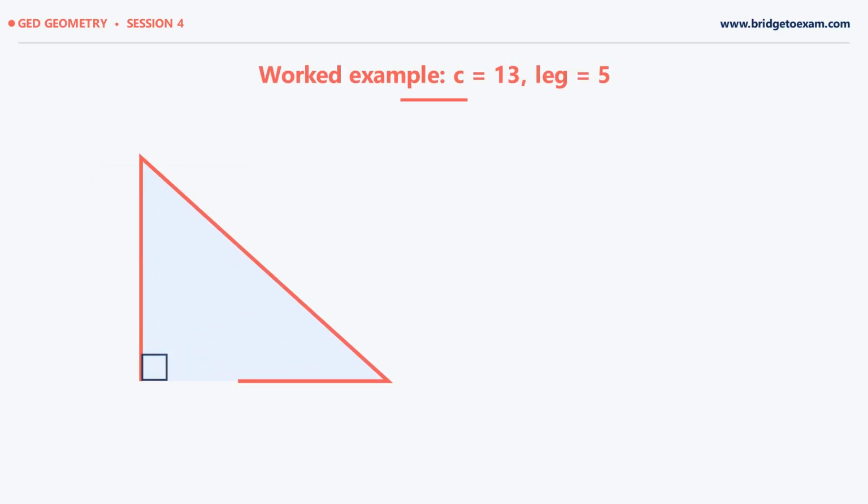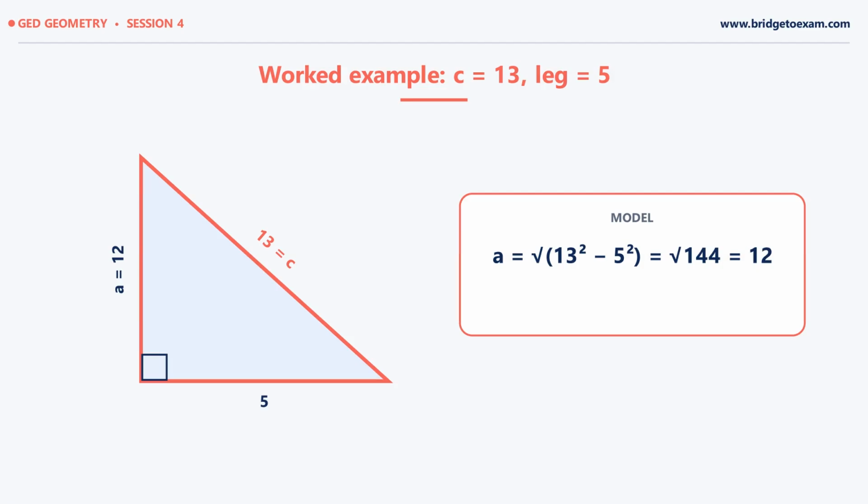The hypotenuse is 13, and one leg is 5. The other leg equals the square root of 13 squared minus 5 squared. That is the square root of 169 minus 25, or root 144. The missing leg is 12.